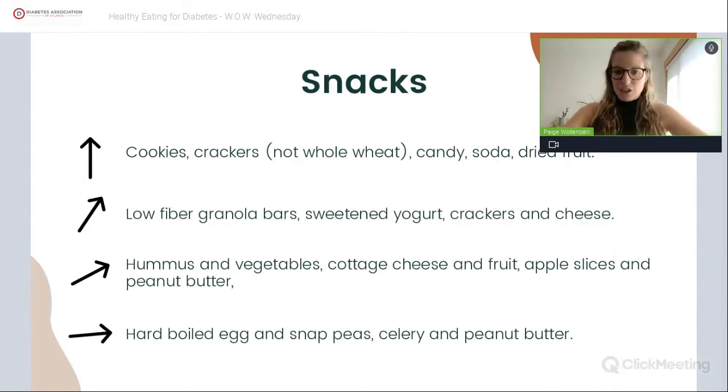More of a low blood sugar impact are going to be things like hummus and vegetables, cottage cheese and fruit, apple slices with peanut butter, and then more of a slight rise would be hard boiled eggs and snap peas, or celery and peanut butter.